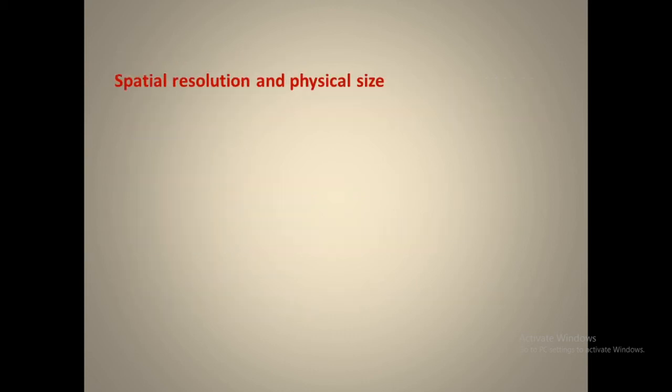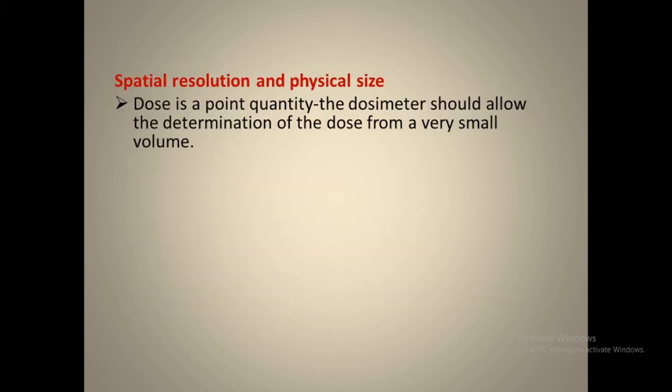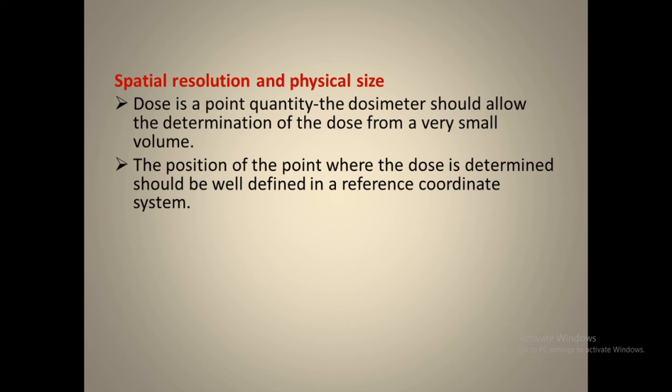Next is about spatial resolution and physical size. Since the dose is a point quantity, the dosimeter should allow the determination of the dose from a very small volume. That is, one needs a point dosimeter to characterize the dose at a point. The position of the point where the dose is determined, that is, its spatial location, should be well defined in a reference coordinate system.